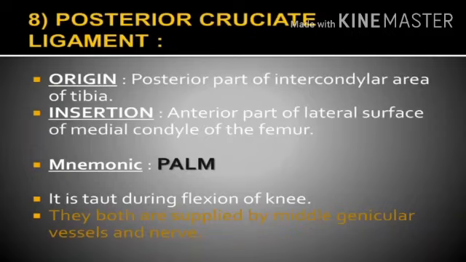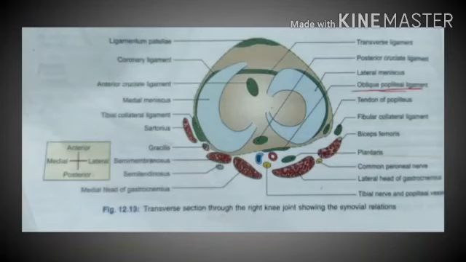So here is the mnemonic PALM. P stands for the posterior part, A for the anterior part, L for the lateral surface, M for the medial condyle of the femur. It gets tight whenever flexion of the knee occurs. They both are supplied by the middle genicular vessel and nerve.